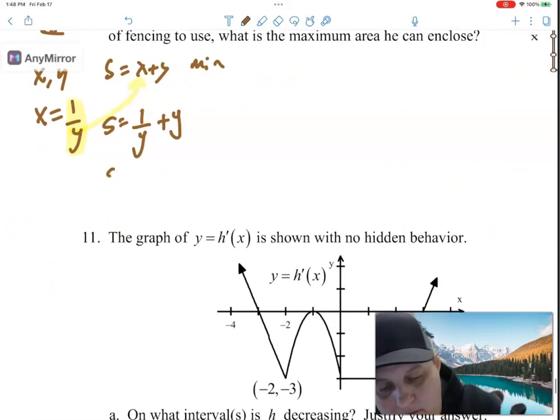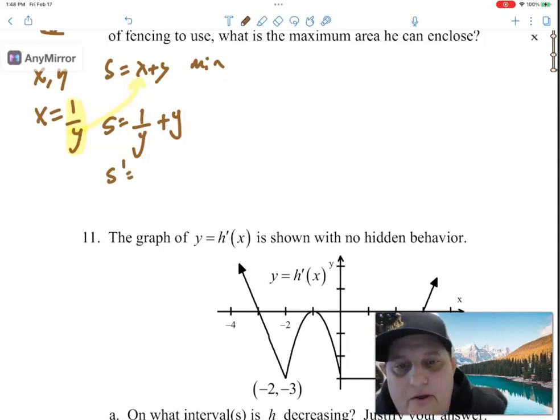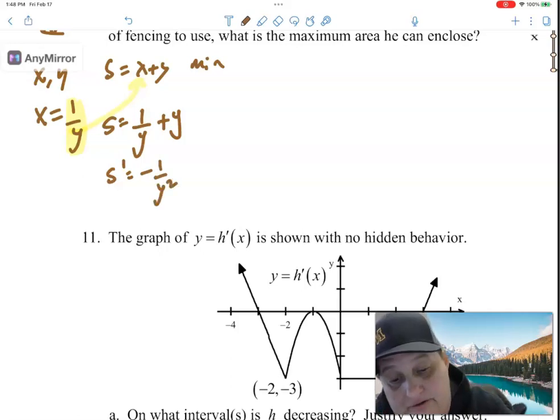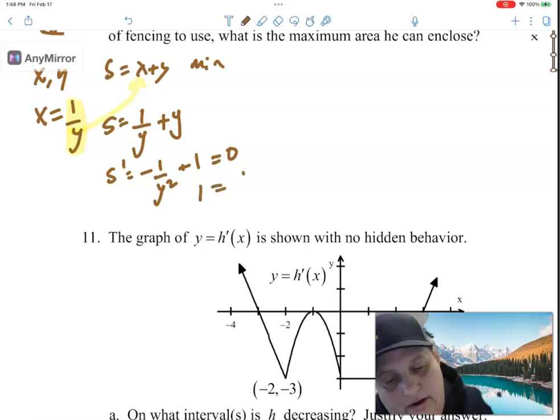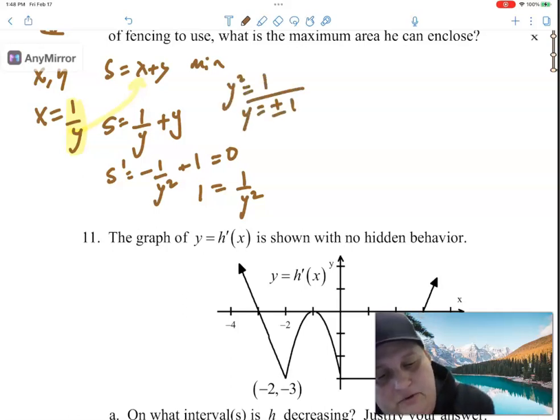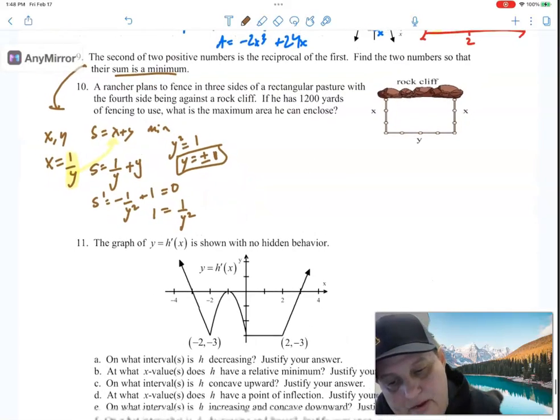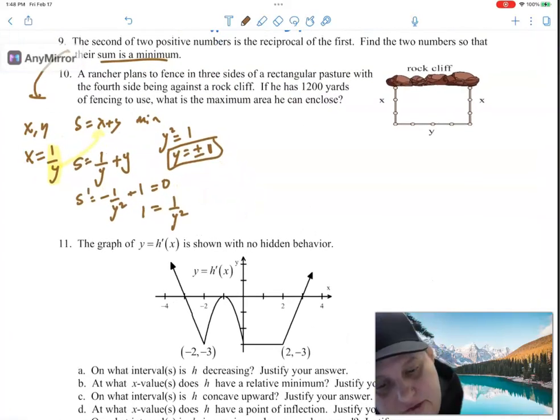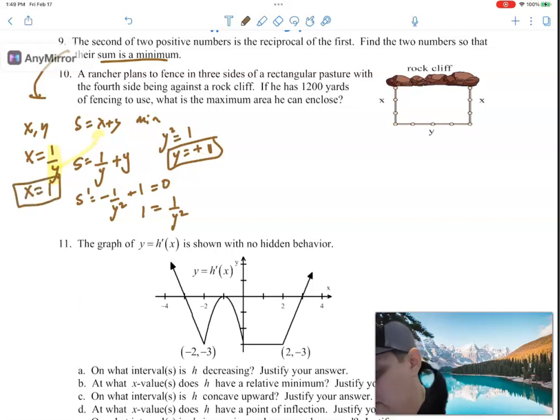If I take the derivative of that, remember that 1 over y is y to the negative 1. So it's negative y to the negative 2, negative 1 over y squared, plus 1. If I set that equal to 0, 1 equals 1 over y squared, so y squared equals 1, so y equals plus or minus 1. It has to be two positive numbers, so y would have to be positive 1. And if I plug that in, x would also have to be positive 1.